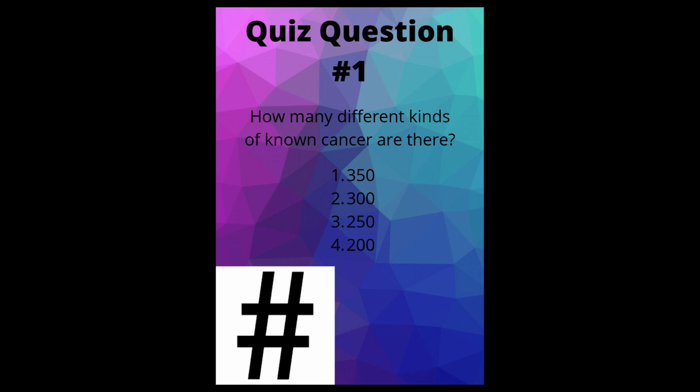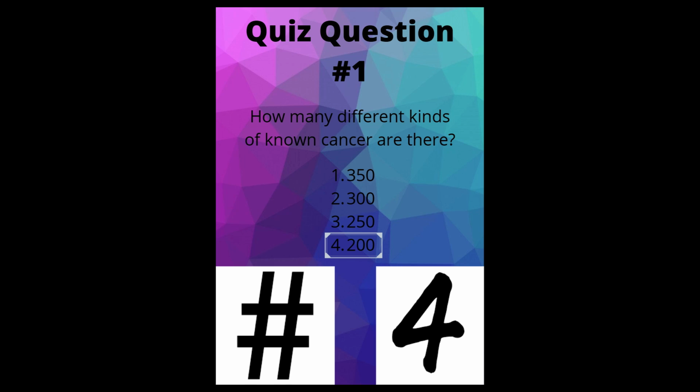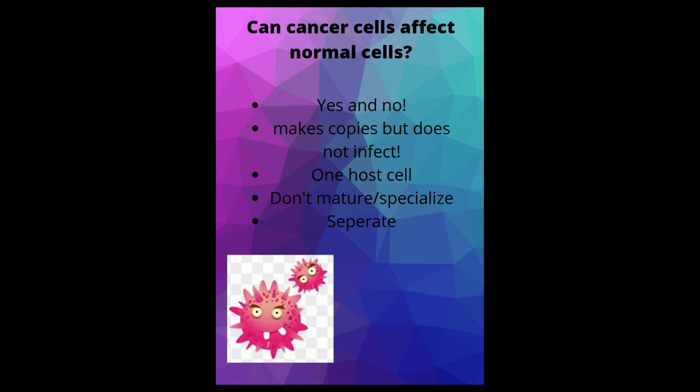Now, I wasn't sure if I was supposed to do this, but I did a quiz question. Quiz question 1: how many different kinds of known cancer are there? Count down: 5, 4, 3, 2, 1. I'm going to guess you got number 4, because that's the correct answer, because I know you're smart.